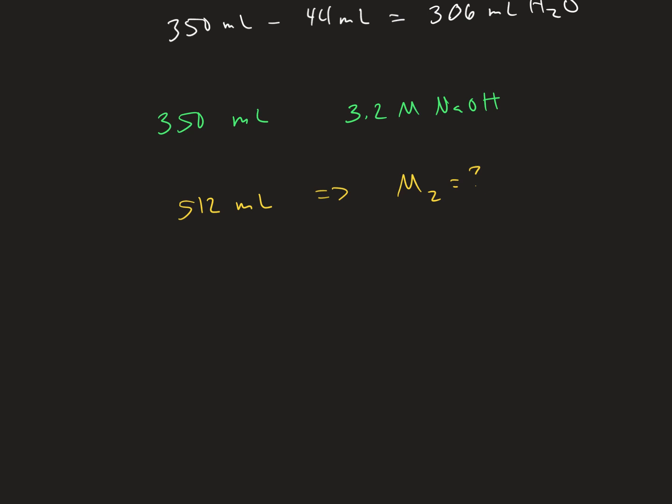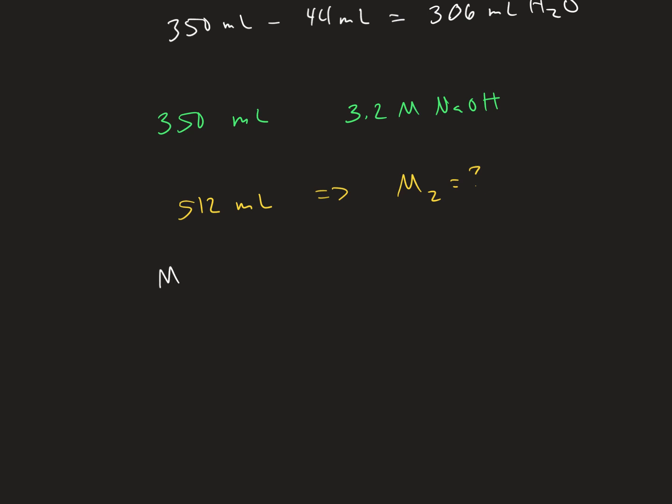So in this case, you diluted it. How much water did we add? You added 162, right? 162. To dilute it we added water. Now we have 512. Now we want to know our concentration.